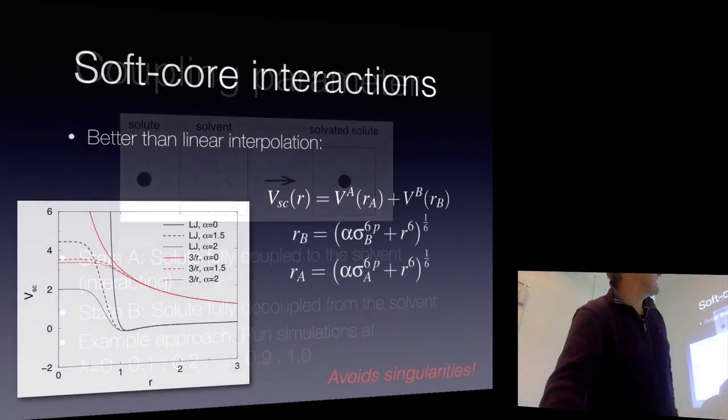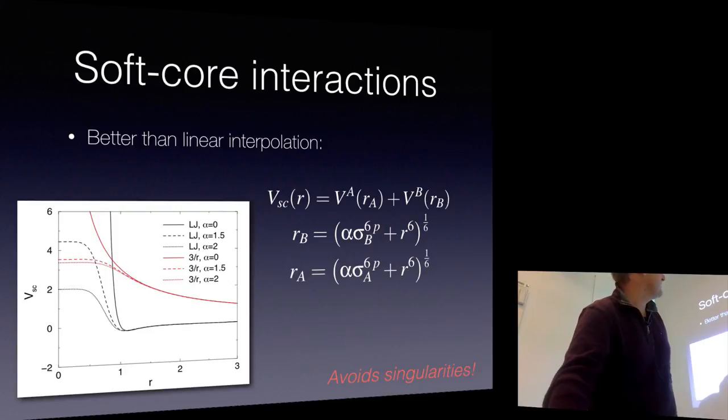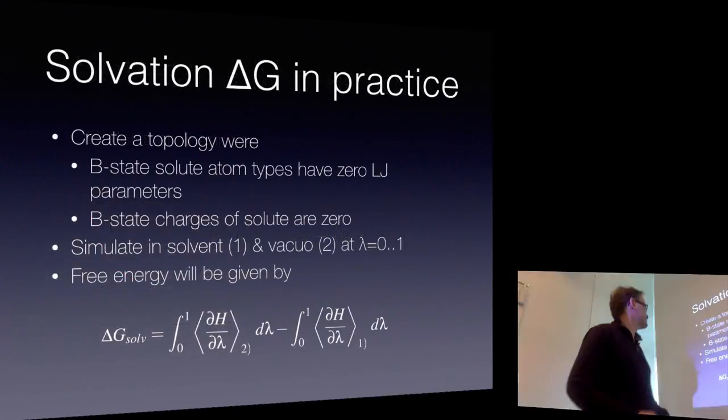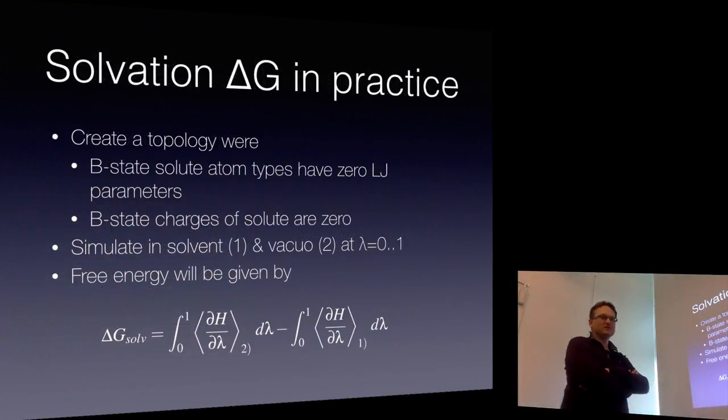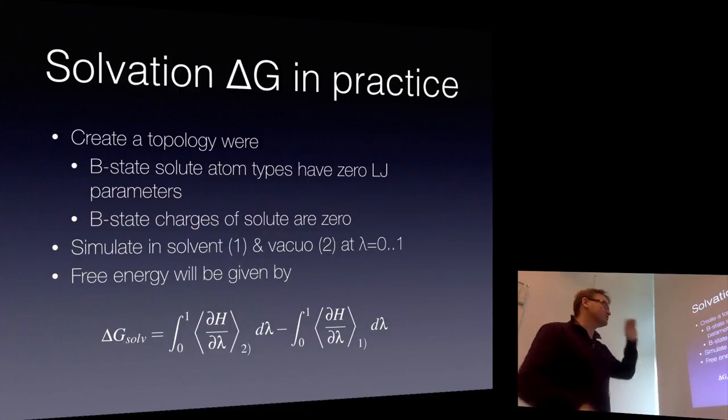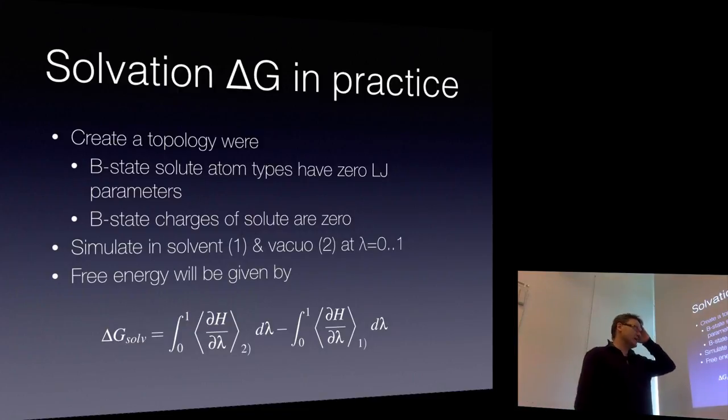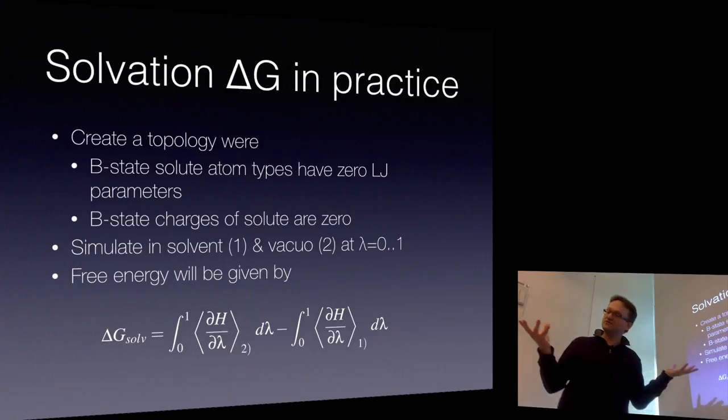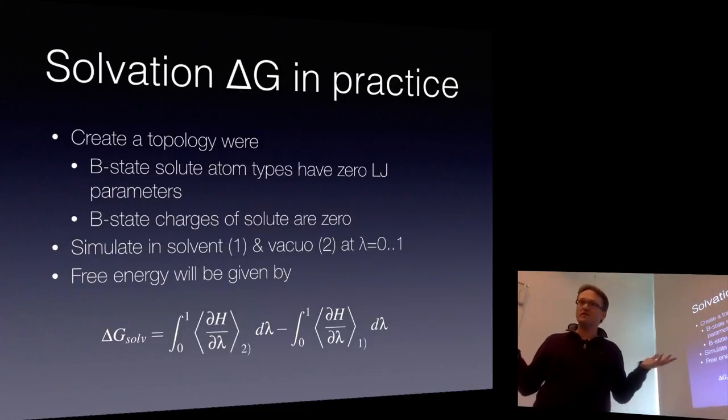I will skip that part. There are some tricks that we need to avoid atoms bumping into each other, but I'm not going to do that. So what you would do in a simulation here, and again, there are automatic tools to create this for you, so you typically don't do it manually, is that you have a simulation that you're describing with two topologies. Remember those topologies you had in the labs, right?